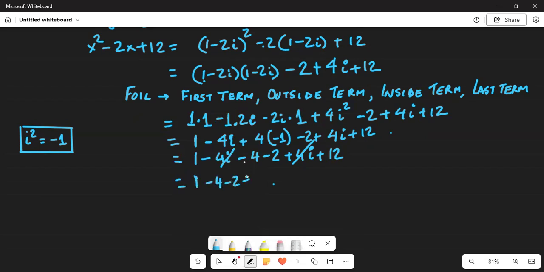minus 2 plus 12, which is equal to 1 plus 12 minus 4 minus 2, which is equal to 1 plus 12 is 13, and minus 4 minus 2, both are negative. Add them together, but return the negative sign. So 13 minus 6, the final answer is 7. So that's your final answer.